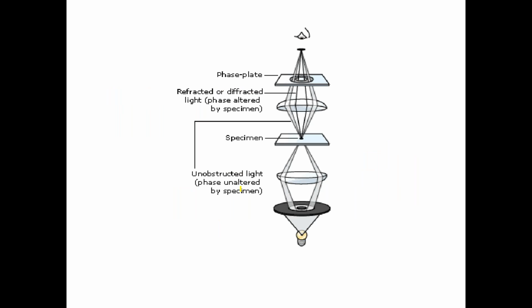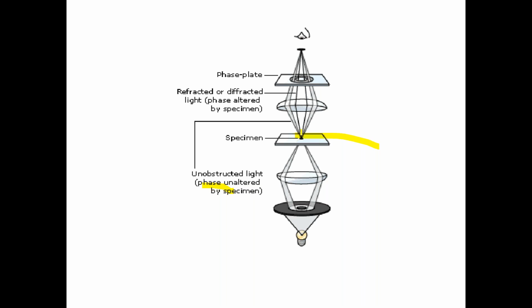So this is the way we can see the light source which is entering through the condenser lens, unobstructed light. See, phase unaltered by the specimen. The light is entering through the condenser lens. When it hits the specimen, here this is the specimen, the light will be refracted or diffracted. That is, the phase is altered by the specimen.